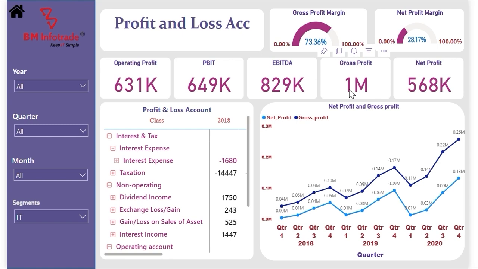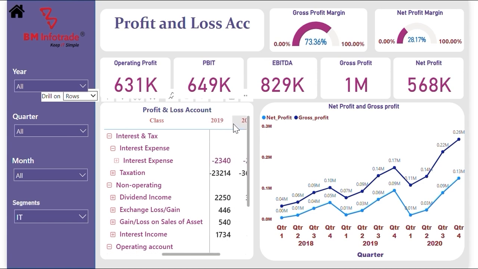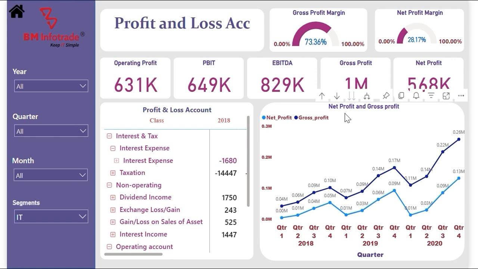And the last one, net profit, means the amount of profit that we take home, what we have left after all the expenses and interest. Now we have shown a profit and loss account in a matrix, showing how much profit and loss we have gained in particular years like 2018, 2019, and 2020. Next, we have used a line chart to show the comparison between the net profit and the gross profit.